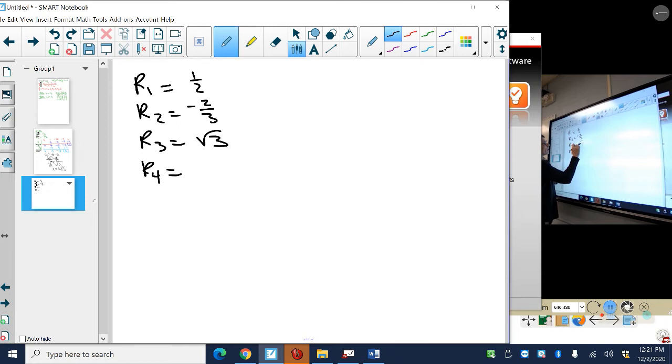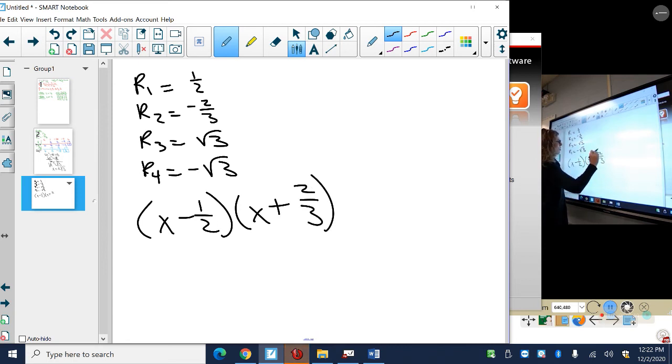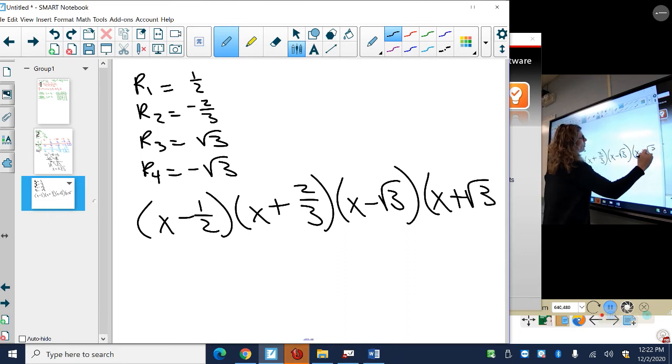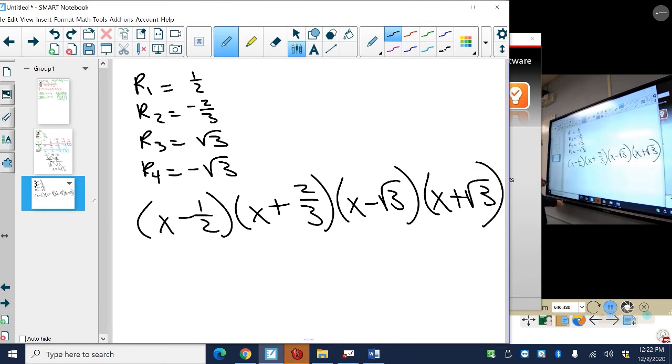This is going to be the square root of 3 and negative square root of 3, which means I'm going to have x minus 1/2, x plus 2/3, x minus the square root of 3 times x plus the square root of 3. That is the complete factored form.